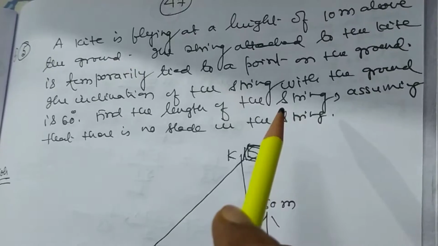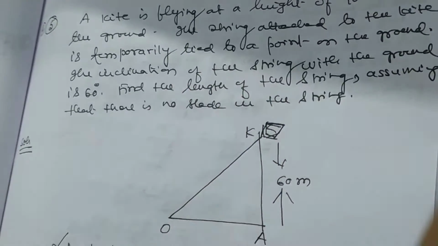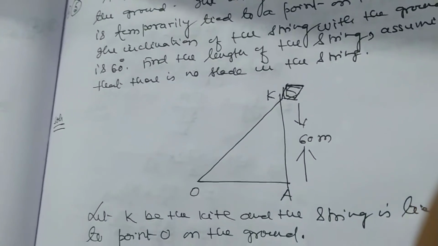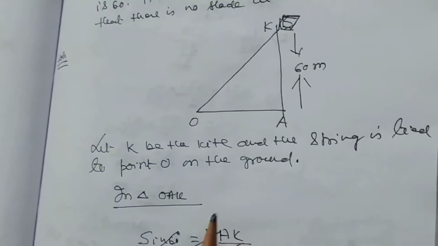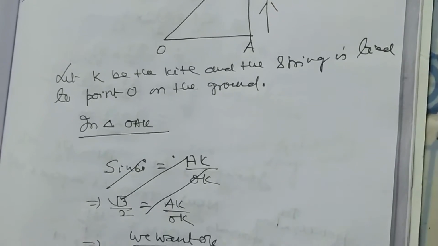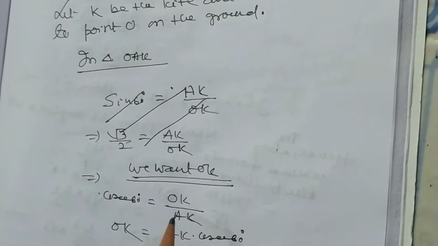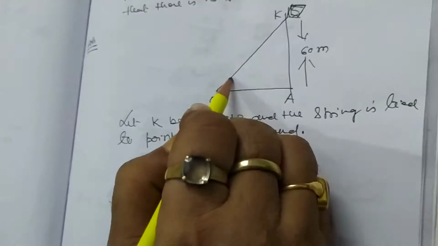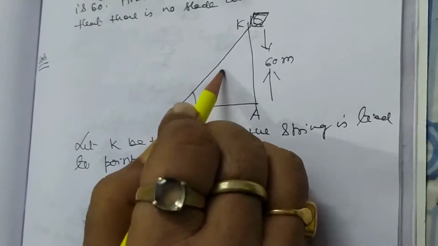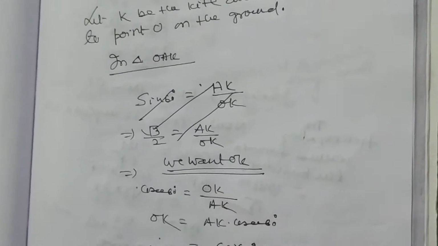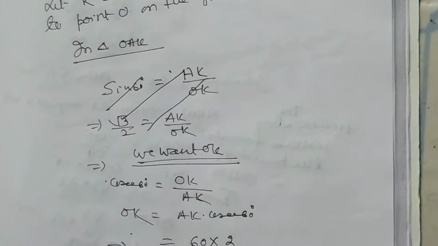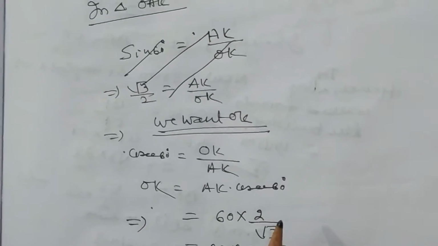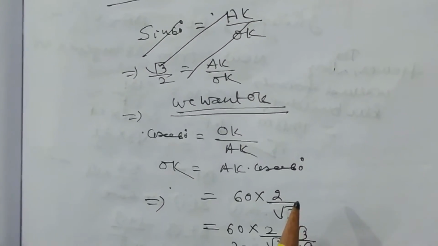My dear students, let K be the kite and the string is tied to point O on the ground. We want to find OK. This angle is 60 degree. AK is 60 meter.